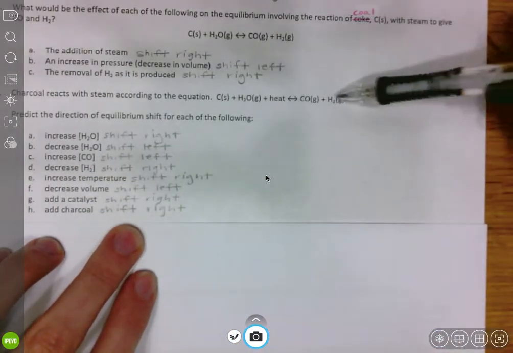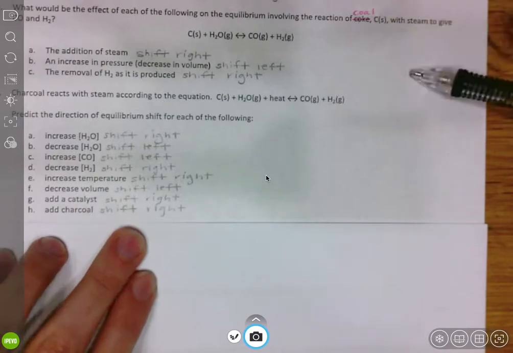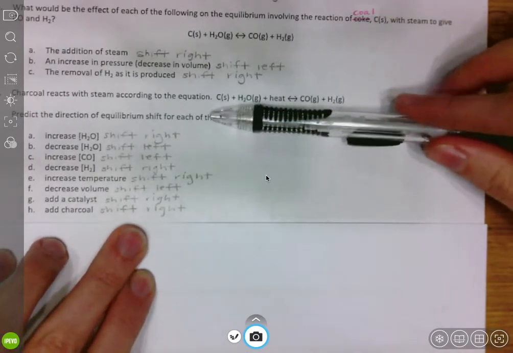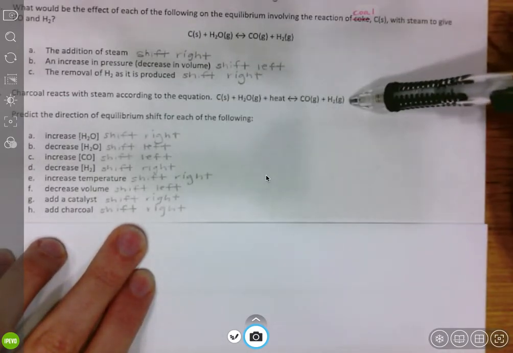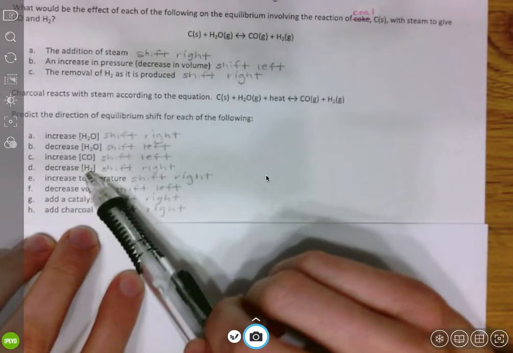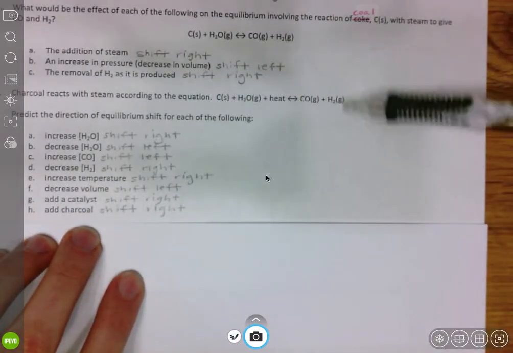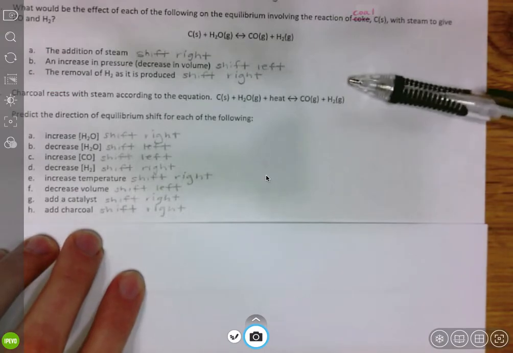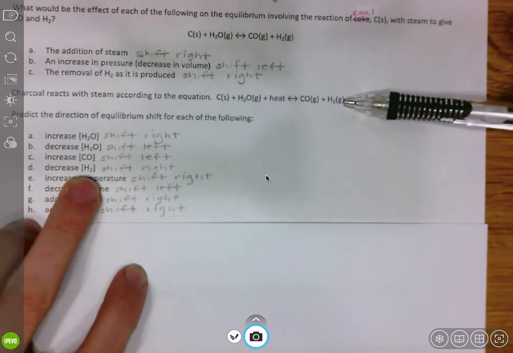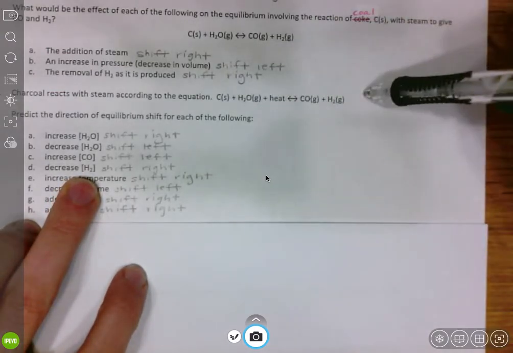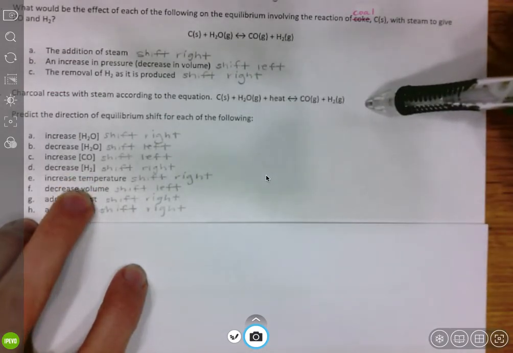Increasing carbon monoxide. So carbon monoxide is a product, so we need to shift to the reactant side in order to use up that product. So we're shifting to the left. Decreasing hydrogen, so hydrogen is on the product side. If we are decreasing hydrogen concentration, we're going to shift to the right to make more hydrogen gas.